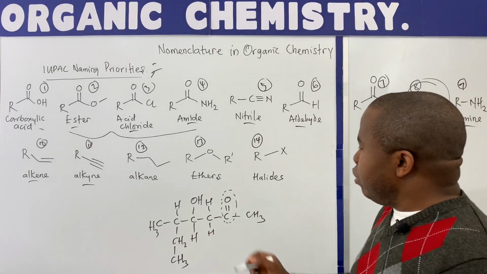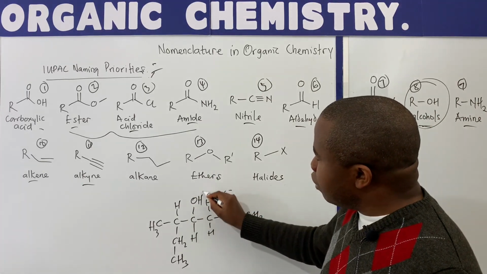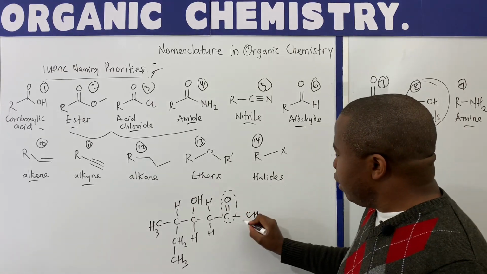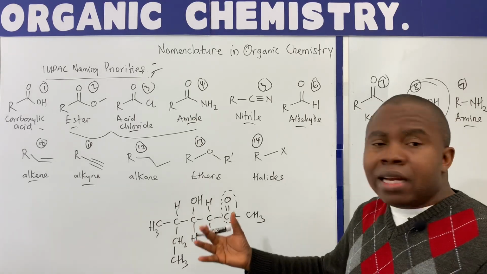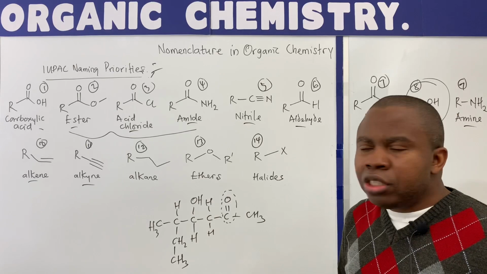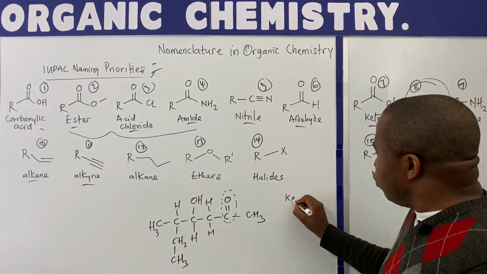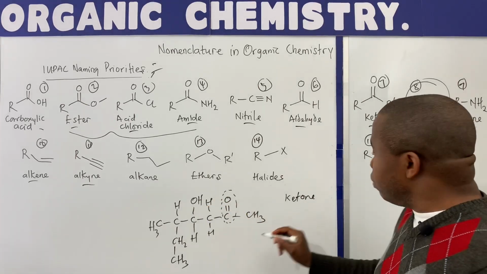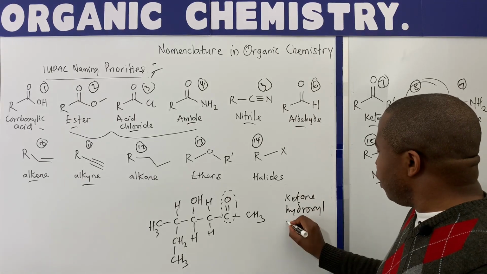And we have a ketone group, and then we have a hydroxyl group. So we have a hydroxyl group and we have a ketone group, and then the rest of the molecule is basically an alkyl group, a carbon to carbon chain with no double bond or triple bond. So in this case, we say we have a ketone, we have a hydroxyl group, and we have the alkyl group.